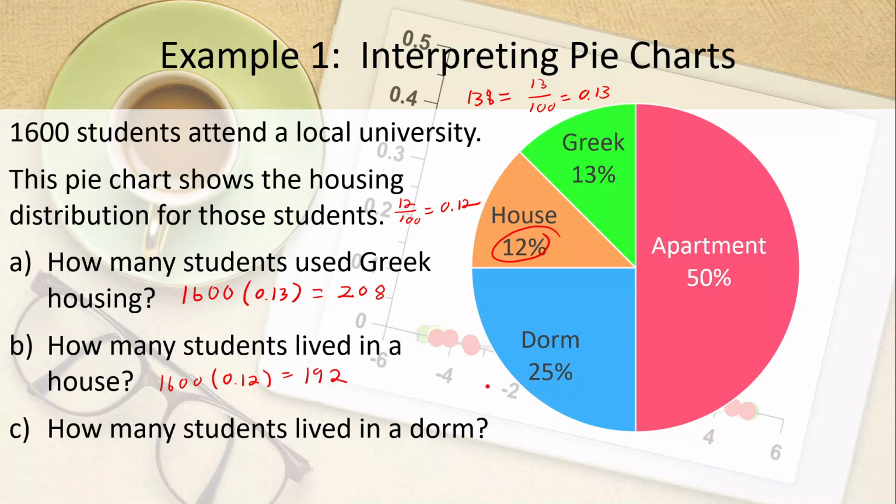And lastly, how many students live in a dorm? That will be 25%. 25 divided by 100 is going to be 0.25. Many of you will recognize that as being 1/4. So the number of students living in the dorm is going to be 1,600 times 0.25, which is basically 1,600 divided by 4, which will give you 400.